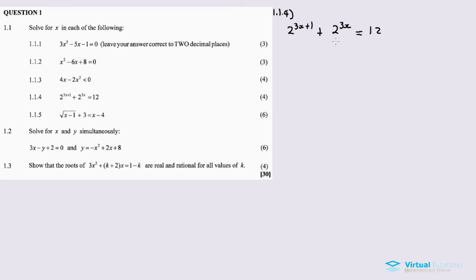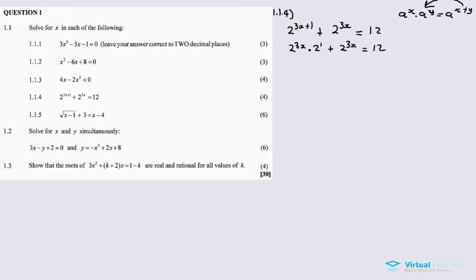What do we do? We break that one apart. In other words, we are reversing the first law of exponents. If I multiply powers of the same base, I add the exponents. So I'm just doing the opposite of law number 1 of exponents. I'm taking it back, breaking this apart. Boom. 2 raised to exponent 3x times 2 raised to exponent 1 plus 2 raised to exponent 3x equal to 12.